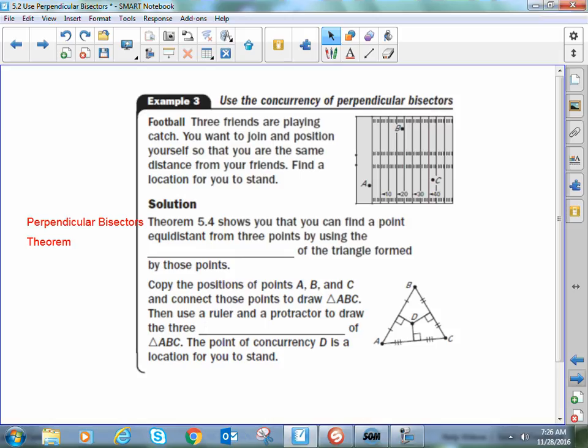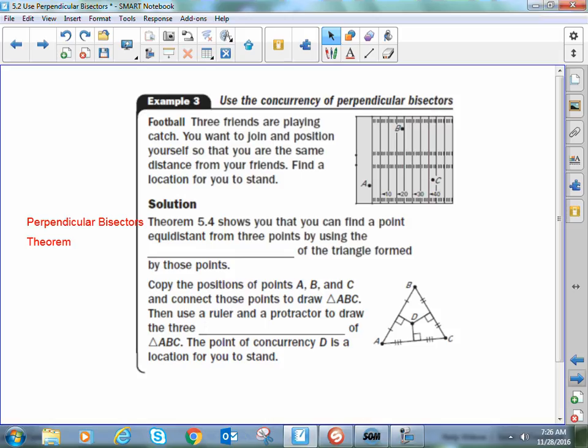Well, you want to be the same distance away from points A, B, and C, because you don't want to throw the ball short to one guy and then really long to another person. So you want to be the same distance away from those three people. That means you have to essentially become the circumcenter of the triangle formed between the three people.